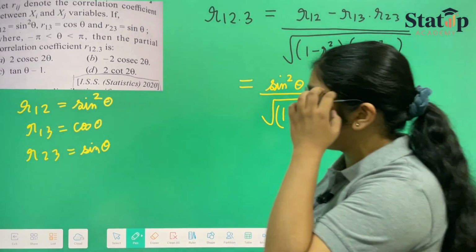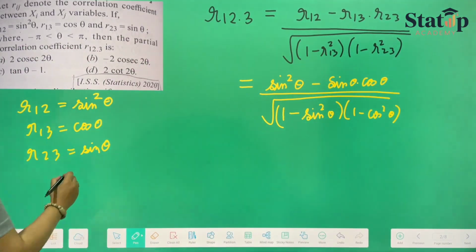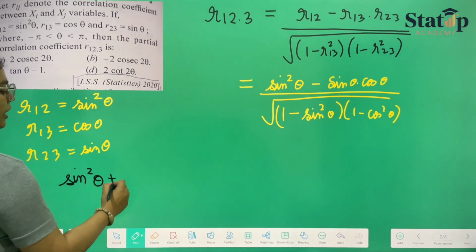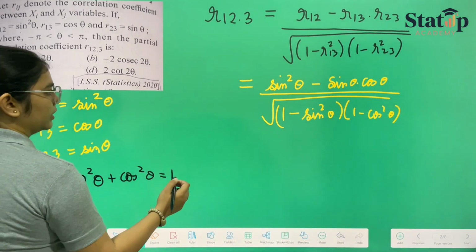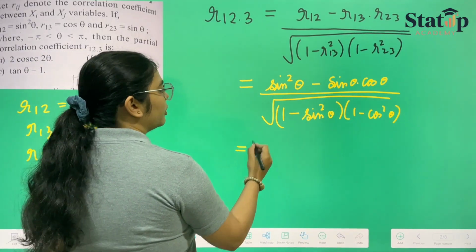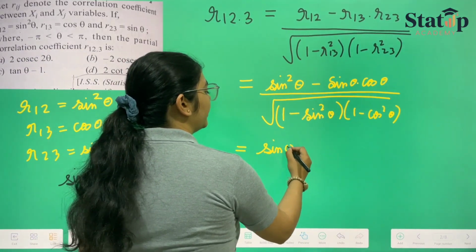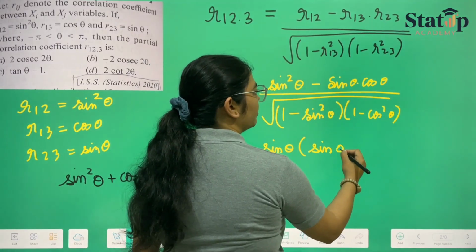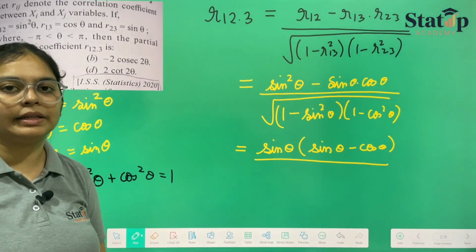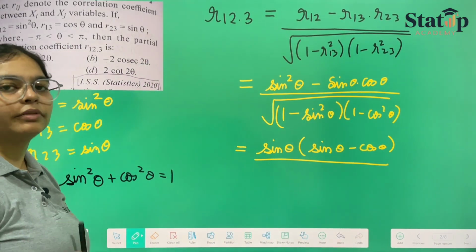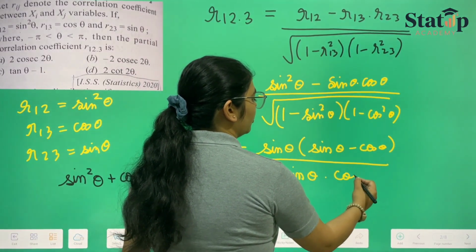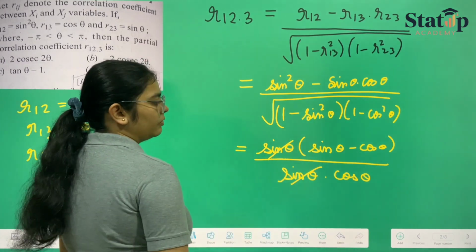Now we know the property of trigonometric ratios, that sine square theta plus cos square theta is equal to 1. So 1 minus sine square theta will be cos square theta and 1 minus cos square theta will be sine square theta. From the numerator, we can take out sine theta common and we'll be left with sine theta minus cos theta, and in the denominator we'll be having under root of cos square theta and under root of sine square theta. When they come out of the root, they will be sine theta and cos theta. So I'm writing it down here, sine theta into cos theta. Now this sine theta gets cancelled out with the above one.